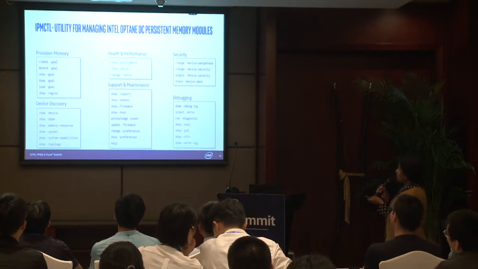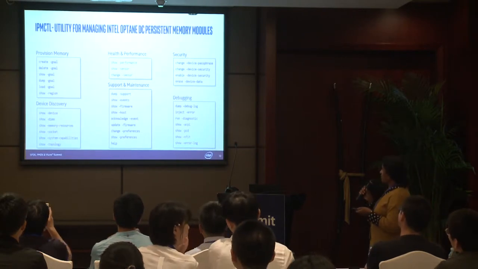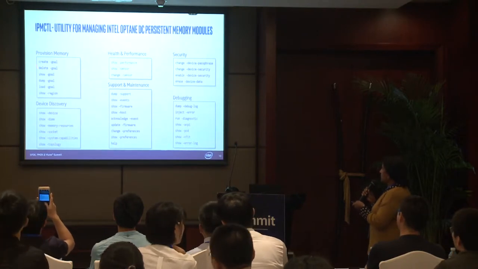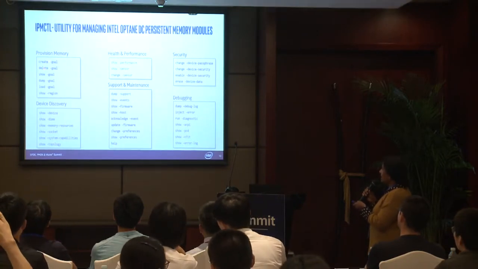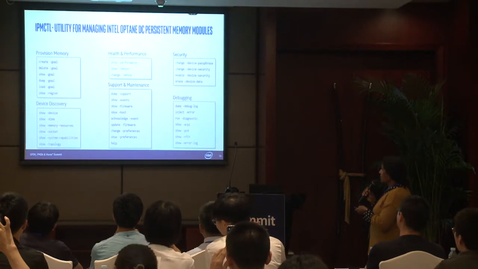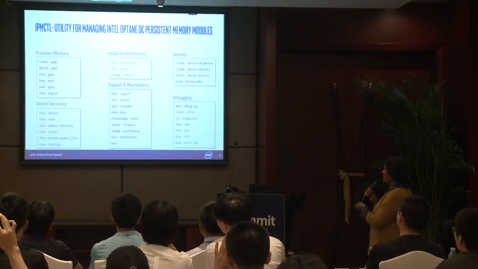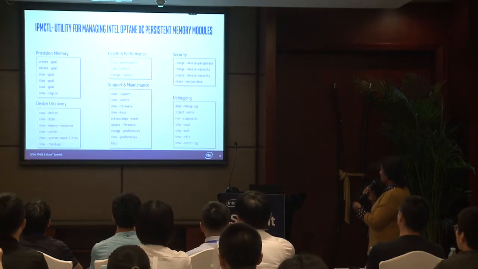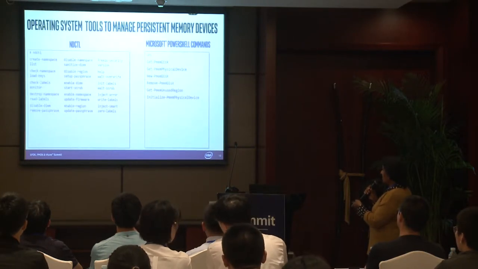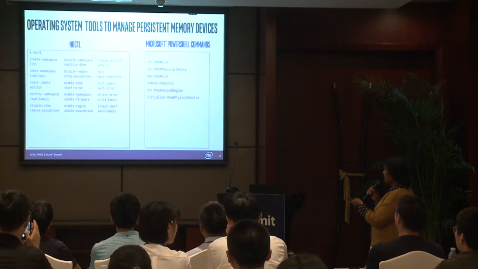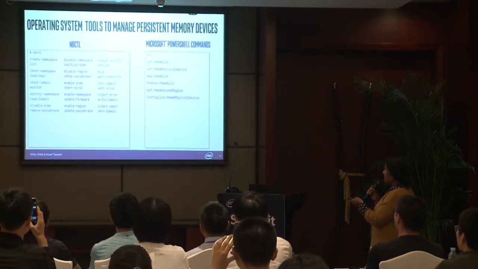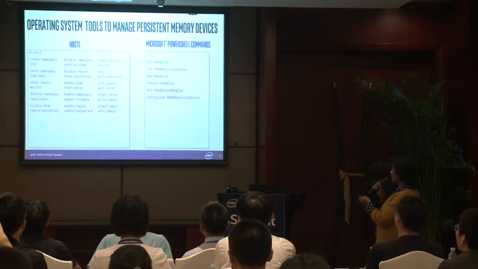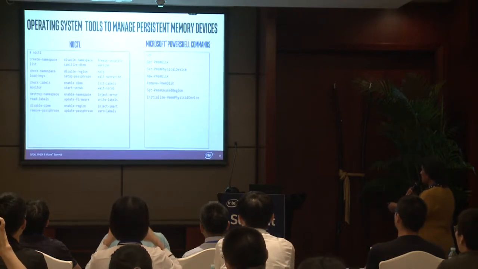Again, here is a basic summary of all the commands that are available. There is provisioning: how do you create, how do you show, how do you dump, and there's device discovery and several other commands that are available for IPMCTL. And then for NDCTL, there is create namespace, disable, and there's some security stuff. Again, same thing with Microsoft PowerShell commands.